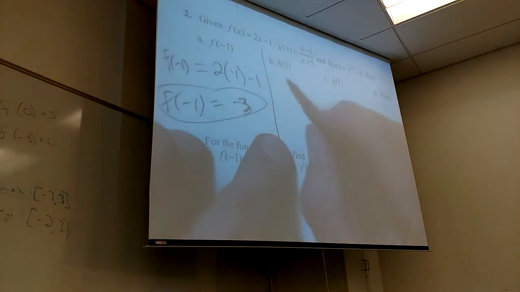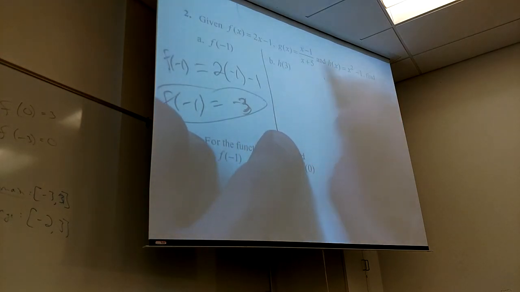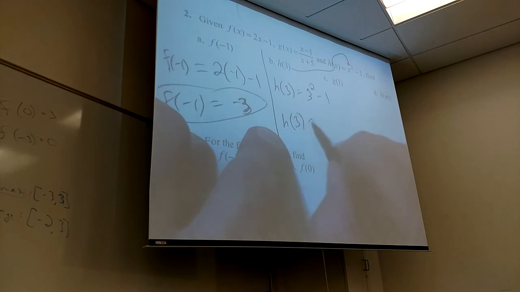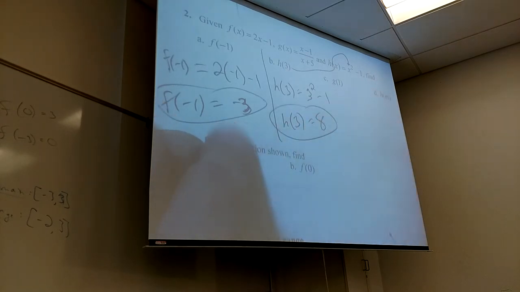Okay. What about h of 3? I'm going to put it in here. So 3 squared minus 1. 3 squared is 9, minus 1 is 8. Bam.